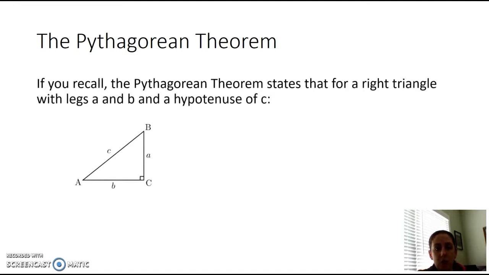So if you have a right triangle and the legs are lengths A and B and the hypotenuse is length C, recall that the Pythagorean Theorem says that A squared plus B squared equals C squared. So let's see an example.